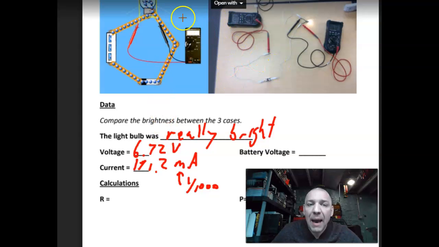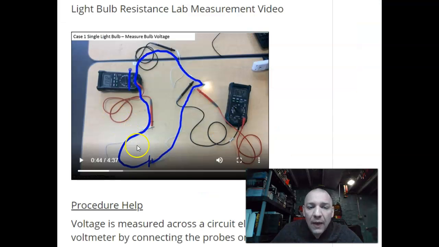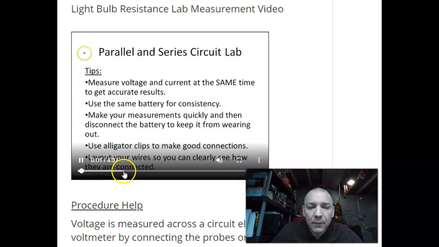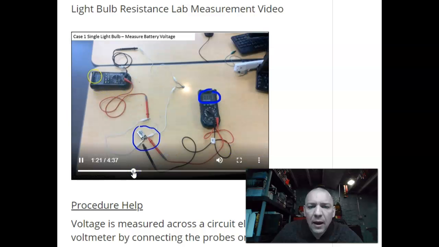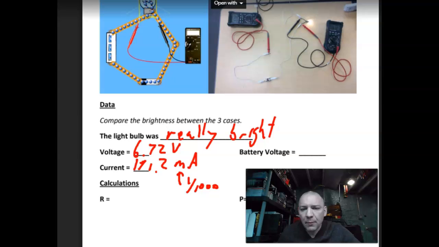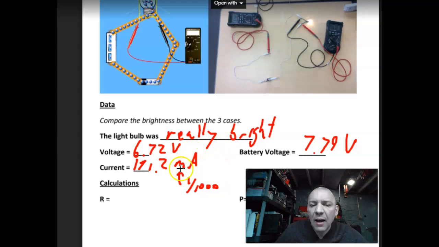We can also find the battery voltage. That was a little bit later in this video here. Let me see if I can jump ahead to it for you. Oh, start it over. This here is explain the circuit, and I need to wait for it to load a little bit so I can jump ahead. And there it is. 7.79 when it's just the battery hooked up. So I can go back into my lab and put this down here, 7.79 volts.